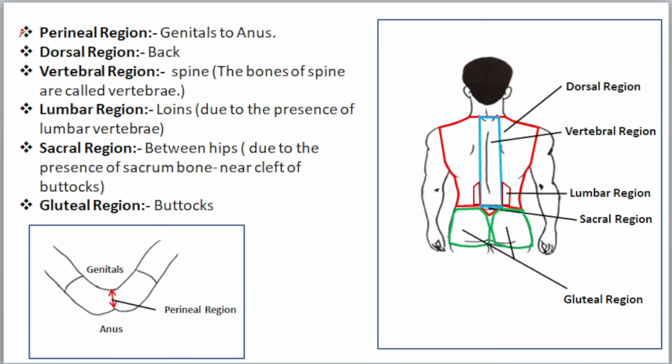First, perineal region. The region that is present between the genital and anus is called the perineal region. I think you have heard that perineal care is done by the nurse. Then the dorsal region, the back portion of the trunk, is called the dorsal region. Then vertebral region, spine. The bones of the spine are also called the vertebra. So the portion where the vertebra is present is called the vertebral region. Lumbar region, loins. The loins portion is called the lumbar region because the lumbar vertebra is present there.